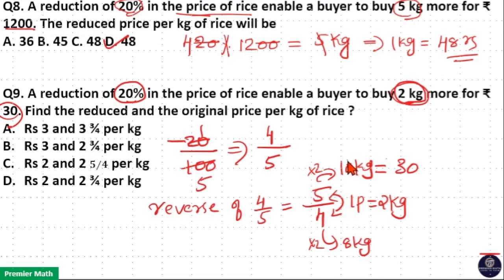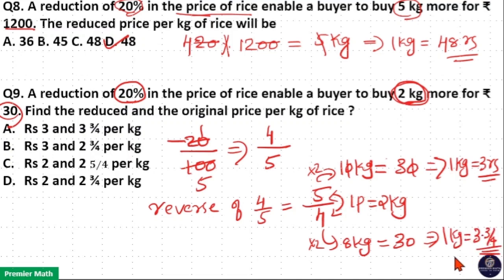Which means 1 kilogram costs 3 rupees. This is the reduced price. Now this 8 kilogram also costs 30 rupees. This was the original price. Which means 1 kilogram costs 30 by 8, that is 15 by 4 rupees. So option A is your answer. So you can do either way.